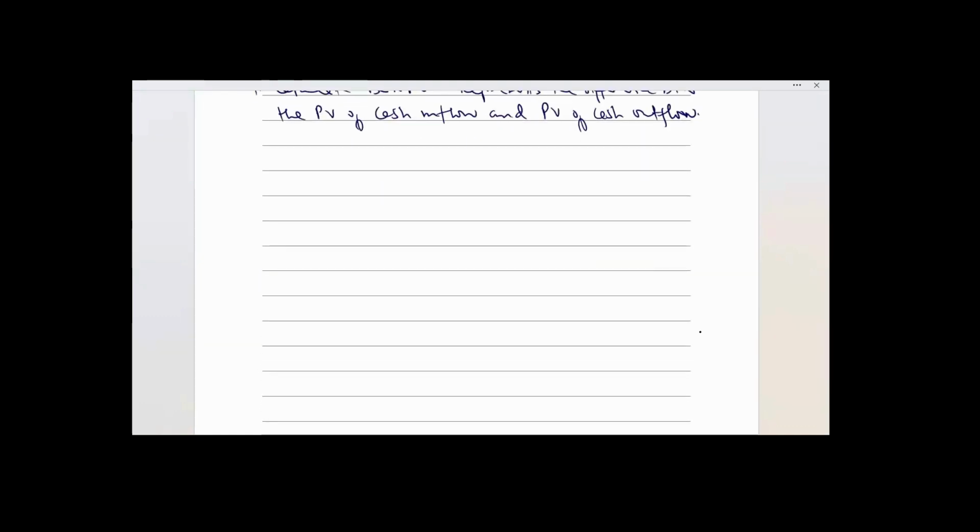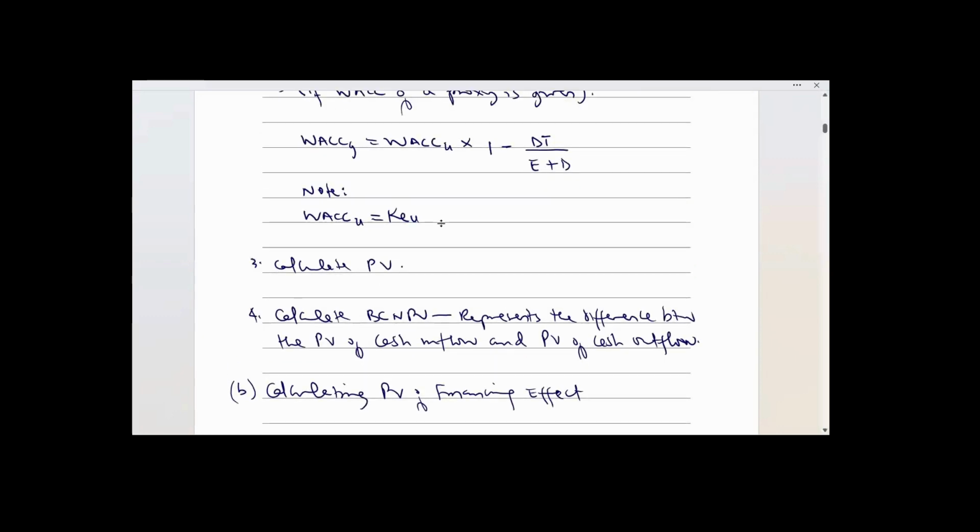Number B, calculating PV of financing. Excuse me, sir. Yes. So please, can you explain the step 3 and 4 of this calculation of base case NPV? Step 3 and 4 is something you're already familiar with now. So we just finished NPV, right? Yes, sir.